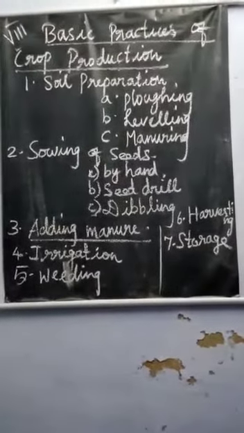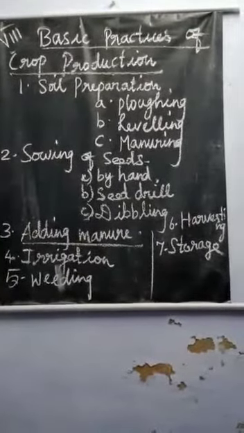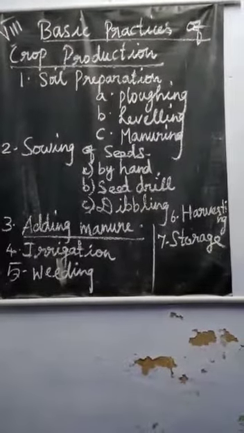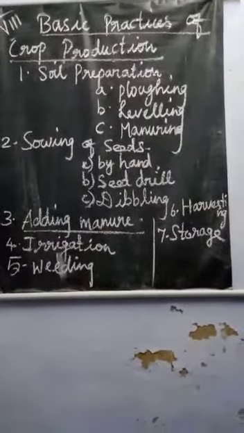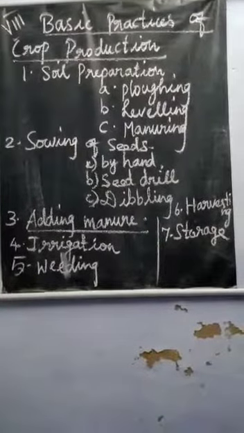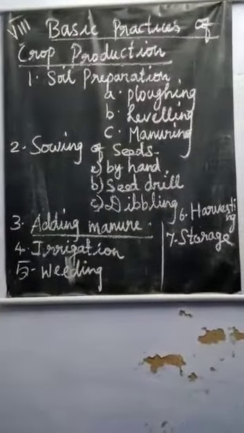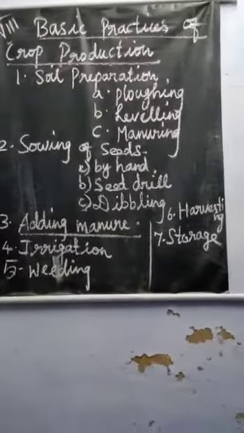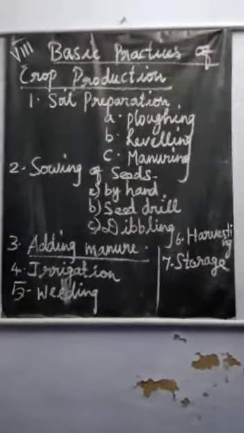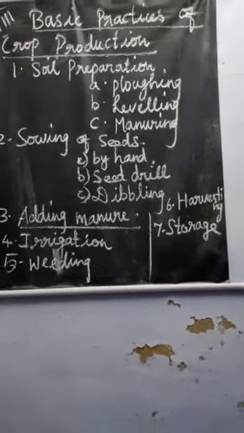Preparing means loosening. We have to loosen the top soil, because loosened soil helps in the growth of earthworms and soil microbes. The soil is prepared by some methods. First one is ploughing, second is leveling, and third is manuring. In crop production, the first step is soil preparation. The soil is loosened by these three methods: ploughing, leveling, and manuring.